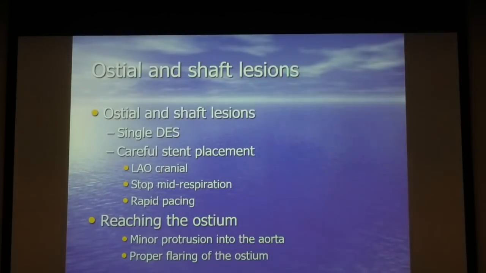Now, reaching the ostium is extremely important. When you have a true ostial lesion, we always say you have to have a minor protrusion of the stent into the aorta. Get one strut outside into the aorta because that will ensure that you cover the ostium. Now, when the ostium is not perpendicular, you have to at least cover the shorter segment of the left main. So one segment will be exactly at the border and the other will be protruding a little bit more. So these are the things to really ensure that you cover the ostium of the left main and you have proper flaring of the ostium.